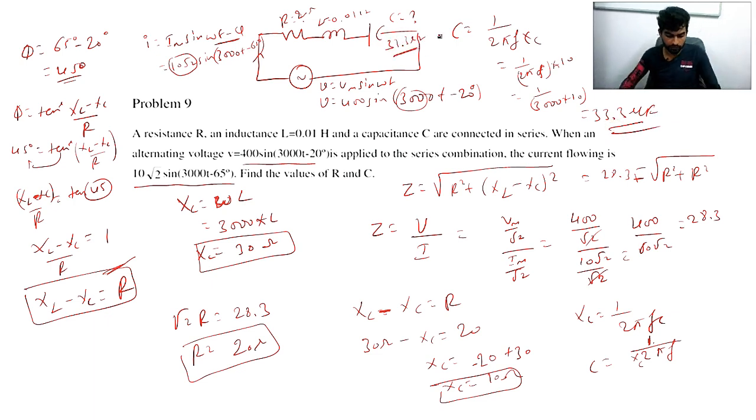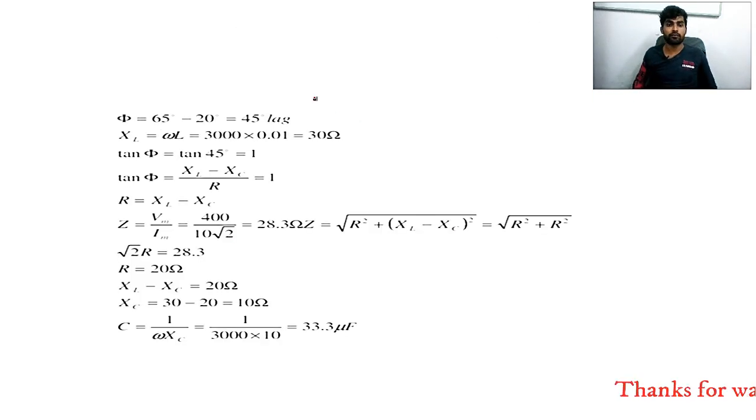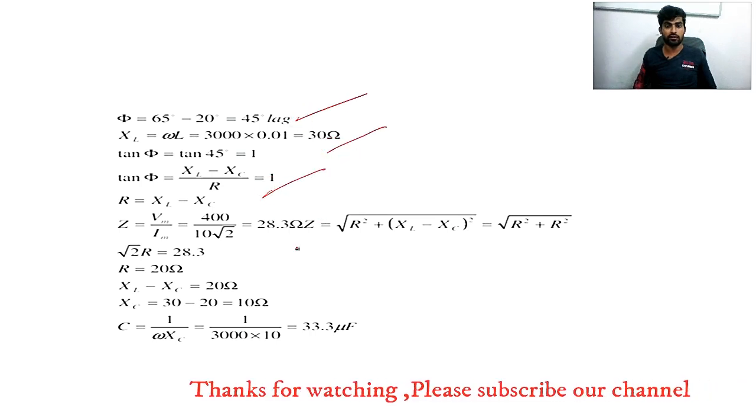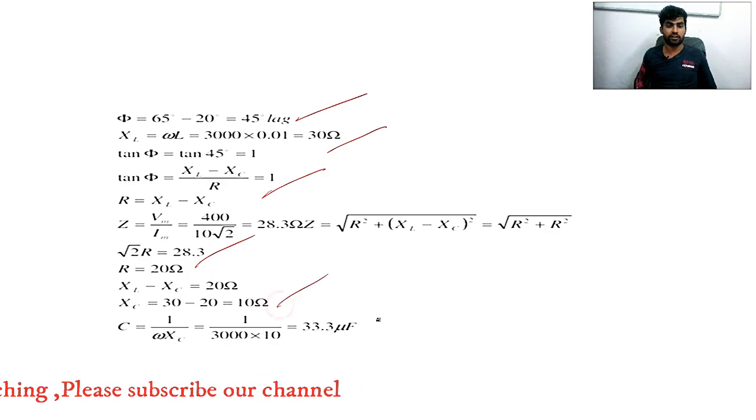Likewise you have to solve the problem. Once you solve it, cross check the answer. So phi is 45 degree, XL is 30 ohm, and likewise they have 28.3, then 10, and 33.33.